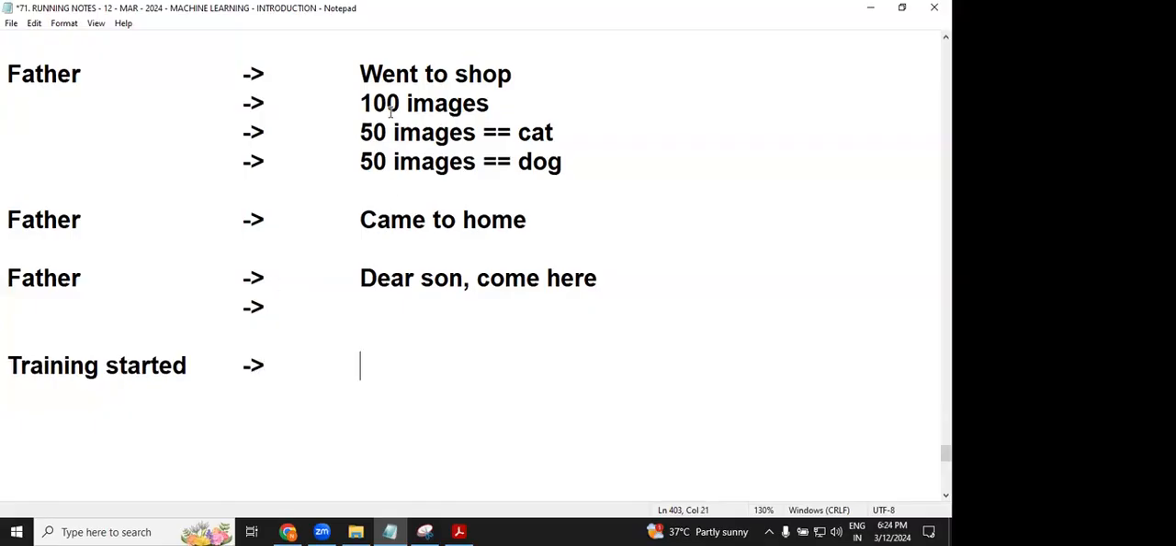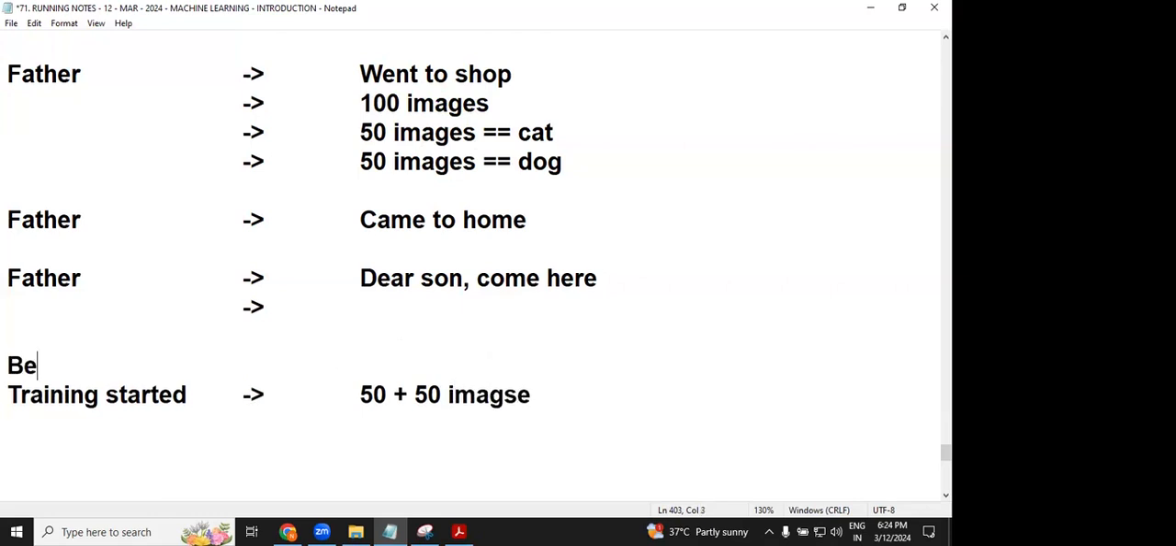Total how many images? 100 images. 50 images of cats and 50 images of dogs. Before the training started, what exactly happened? My father shuffled the images. Why is shuffling required?